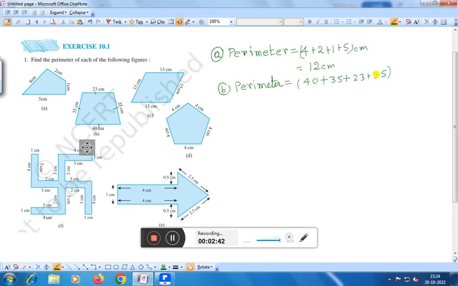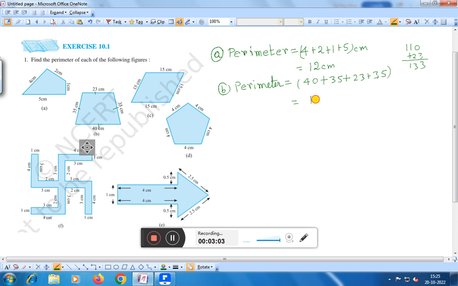If you add all the numbers, what you are getting is 35 plus 35 is 70, 70 plus 40 is 110, 110 plus 23 is 133. Therefore it is 133 centimeter.